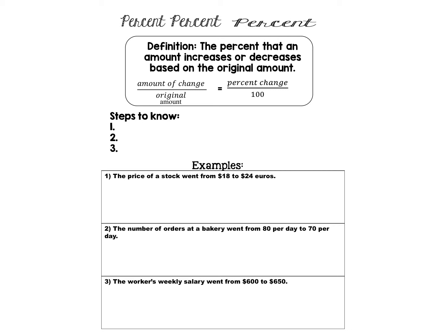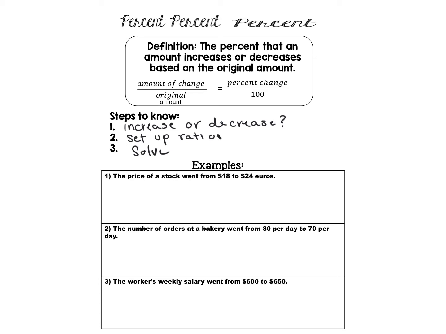So the steps to find this: first, find the change, an increase or decrease. That's what you need to find out first. Then the second step is set up the ratio. And again, that's the amount of change over the original equals the percent change over 100. And then you solve the problem.